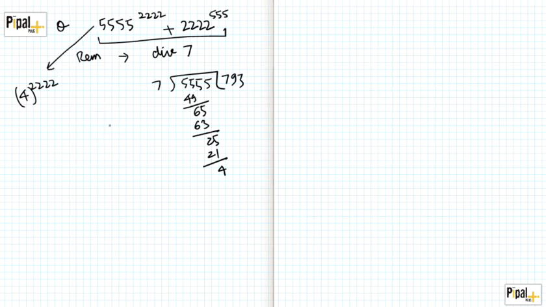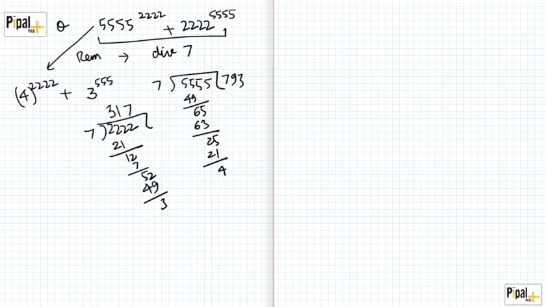Now let's do the same thing with 2222. Let's divide this by 7. 7 times 3 is 21, 12, 7 1s are 7, 52, 7 7s are 49, and remainder 3. So 2222 when divided by 7 leaves a remainder 3. So 2222 to the power 5555, when divided by 7, should leave a remainder of 3 to the power 5555, right?